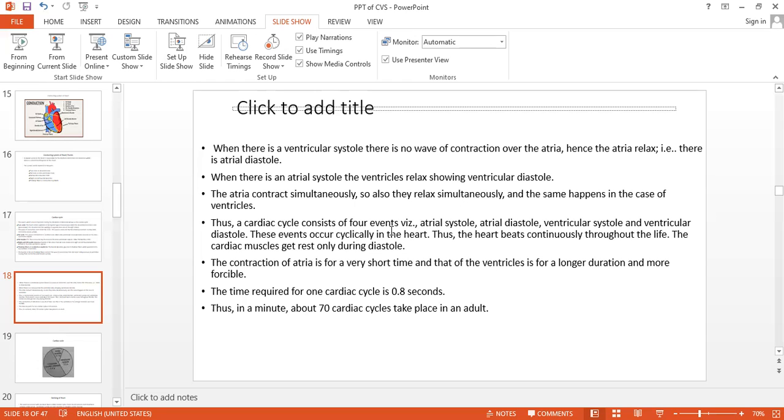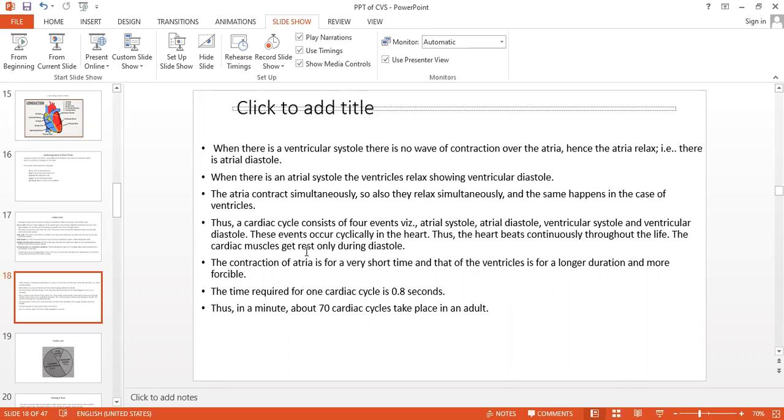Means four events are there in the cardiac cycle. That is the atrial systole, atrial diastole, ventricular systole, ventricular diastole. Atria contracts, atria relax, ventricle contracts, ventricle relax. Okay. Systole contraction, diastole relaxation. These four events occur repeatedly, periodically, cyclically in the heart. Thus, the heart beats continuously. So that's why the heart beats continuously throughout the life.